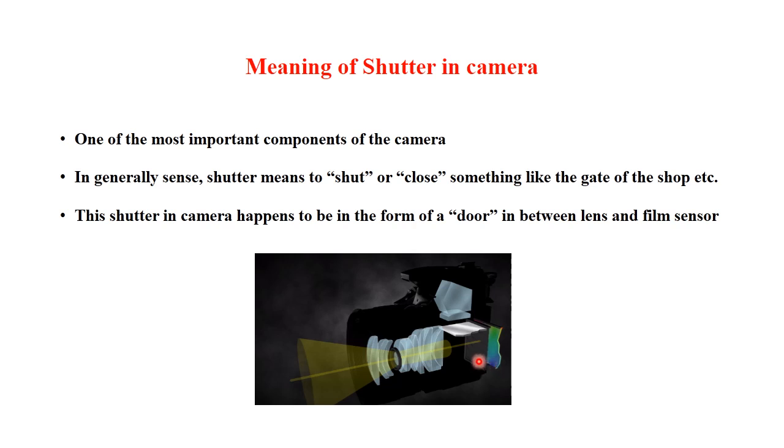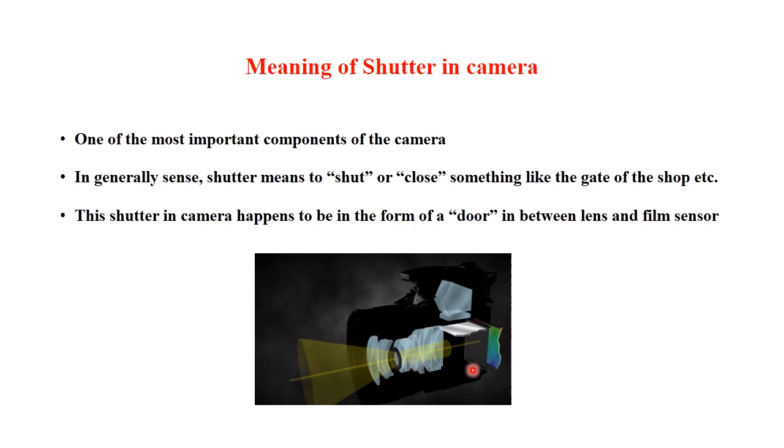So if you want this light to reach the film sensor and make the image or video, what we need to do is that this shutter has to be open, right? And if this shutter is not open, the picture will not be made, right? So this shutter is in between the film sensor and the camera lens.